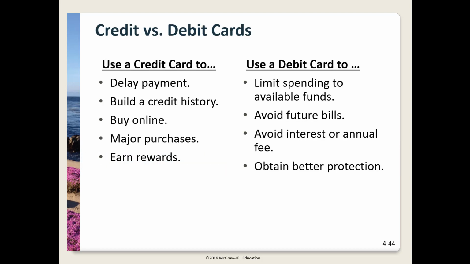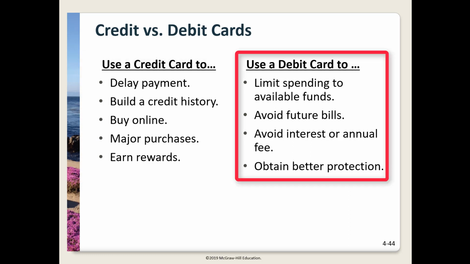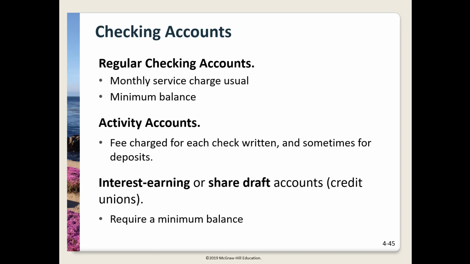The credit card versus debit card debate. A credit card makes sense if you want to delay payment, you need to build a credit history, you're buying online, for major purchases, to earn rewards, and you need one to rent a car or to book a hotel room. A debit card makes sense if you want to control your spending, avoid future bills, and avoid interest or fees. Regular checking accounts for years were the standard way to pay monthly bills. Write a check and mail it. A minimum balance is usually required to avoid monthly charges.